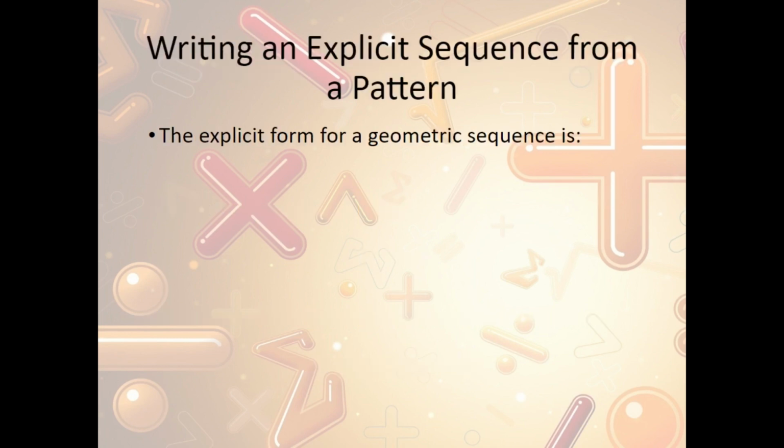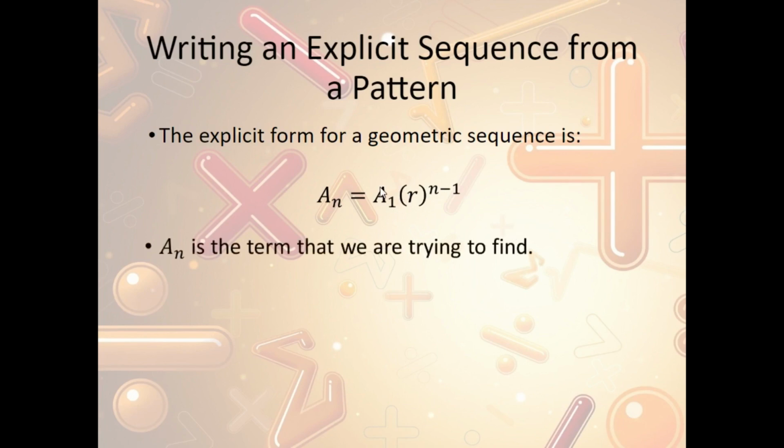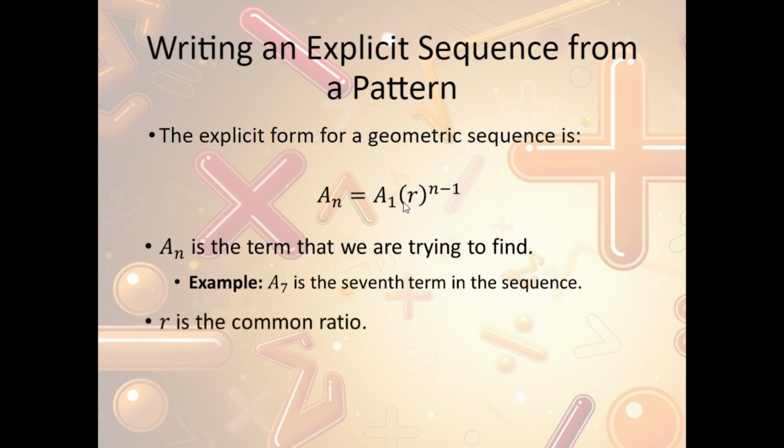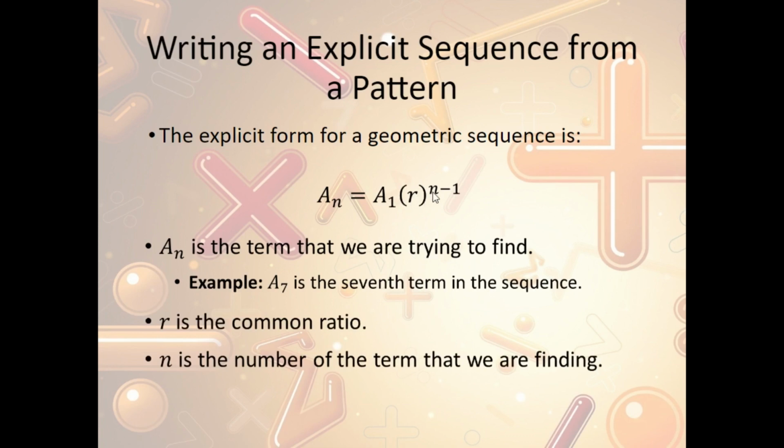Now let's talk about the explicit form for a geometric sequence. The explicit form looks like this. A_n is equal to A_1 times r to the n minus 1 power. A_n in this case represents the term we are trying to find. For instance, A_7 would be the 7th term in the sequence. r represents the common ratio. n represents the number of the term that we're trying to find. And A_1 represents the first term in the sequence.